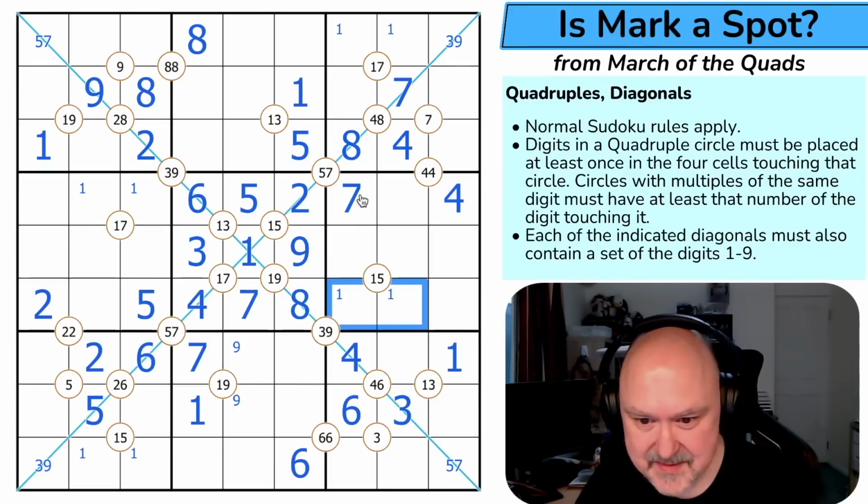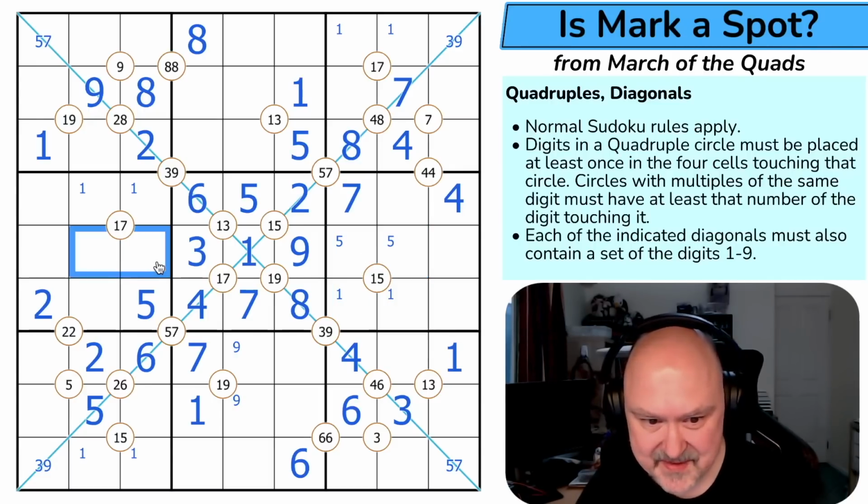Could I do the same along here somehow? 5 is in one of those two. 7 is in one of those two. Because the 7 and the 7 put 7 in one of those 3, but in this box it has to be around the quadruple. Surely I've used all the quads now?